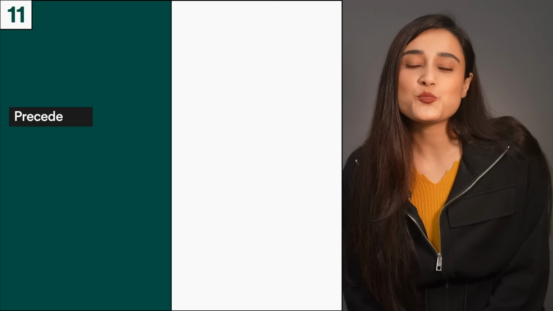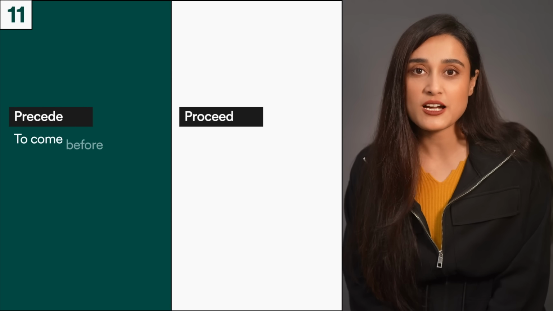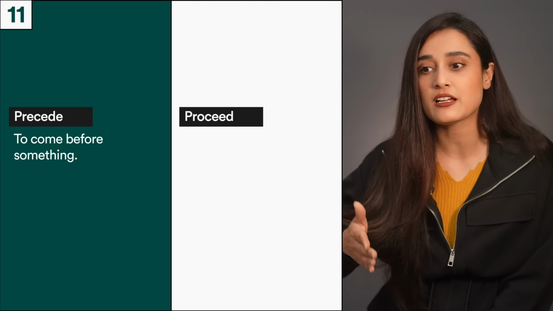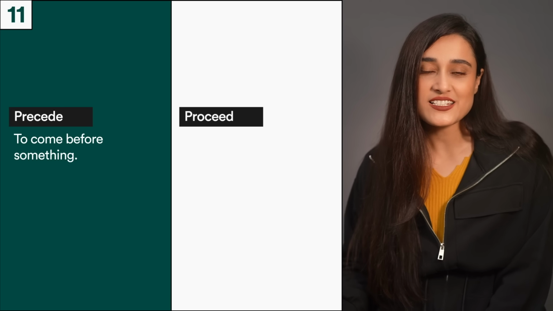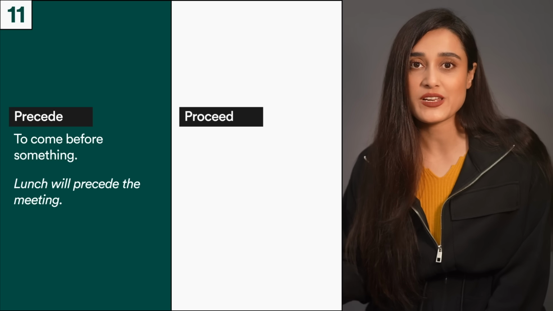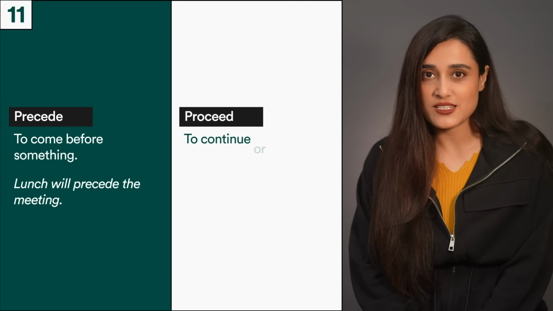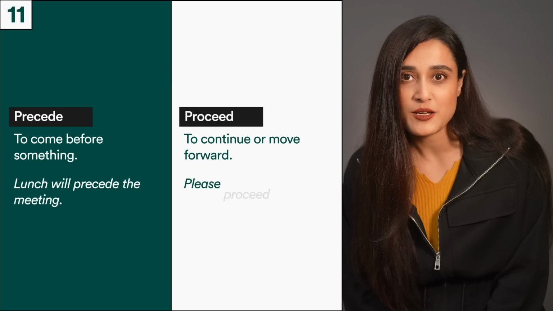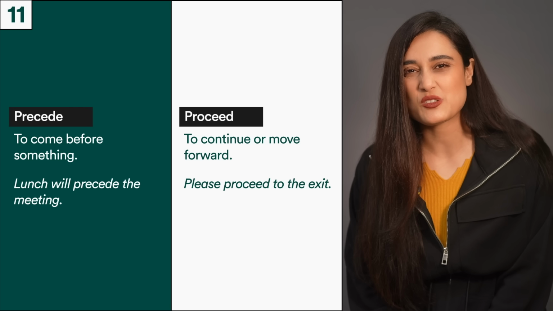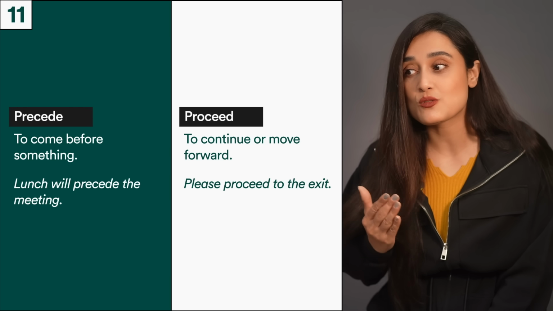Next one is precede versus proceed. Precede is to come before something in time or in order. Okay, something that comes before something. Example sentence, say, lunch will precede the meeting. That means the lunch will happen before the meeting. Proceed, on the other hand, is to continue or move forward. Please proceed to the exit. Two very different words, but spelled quite similarly. Precede is to come before. Proceed is to go forward.